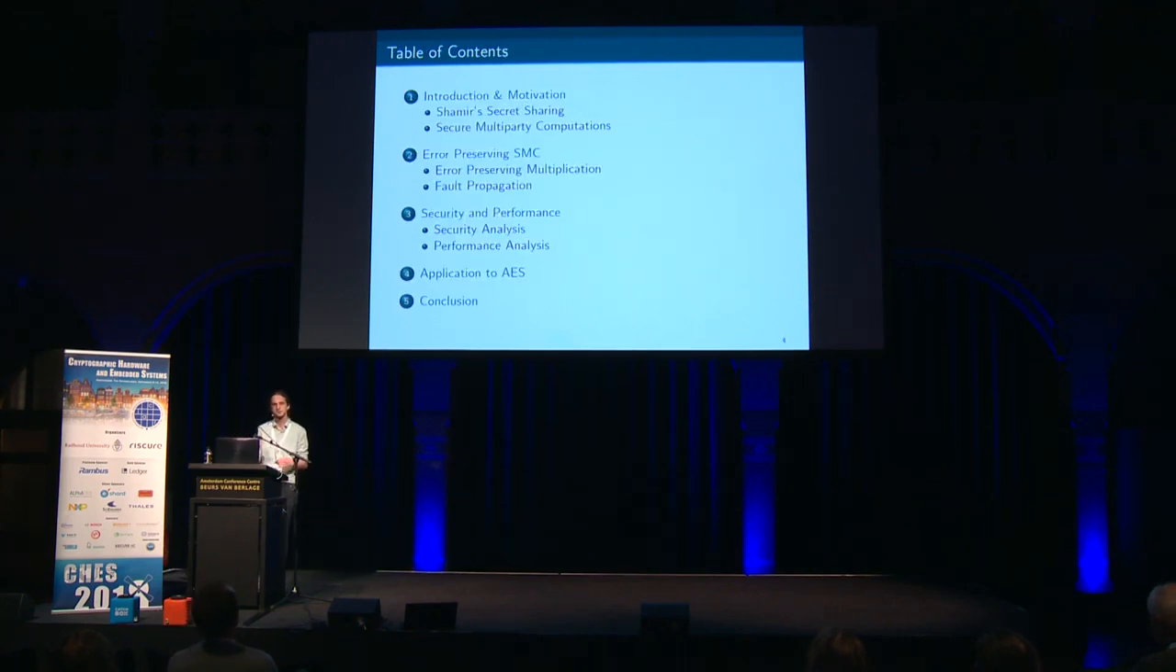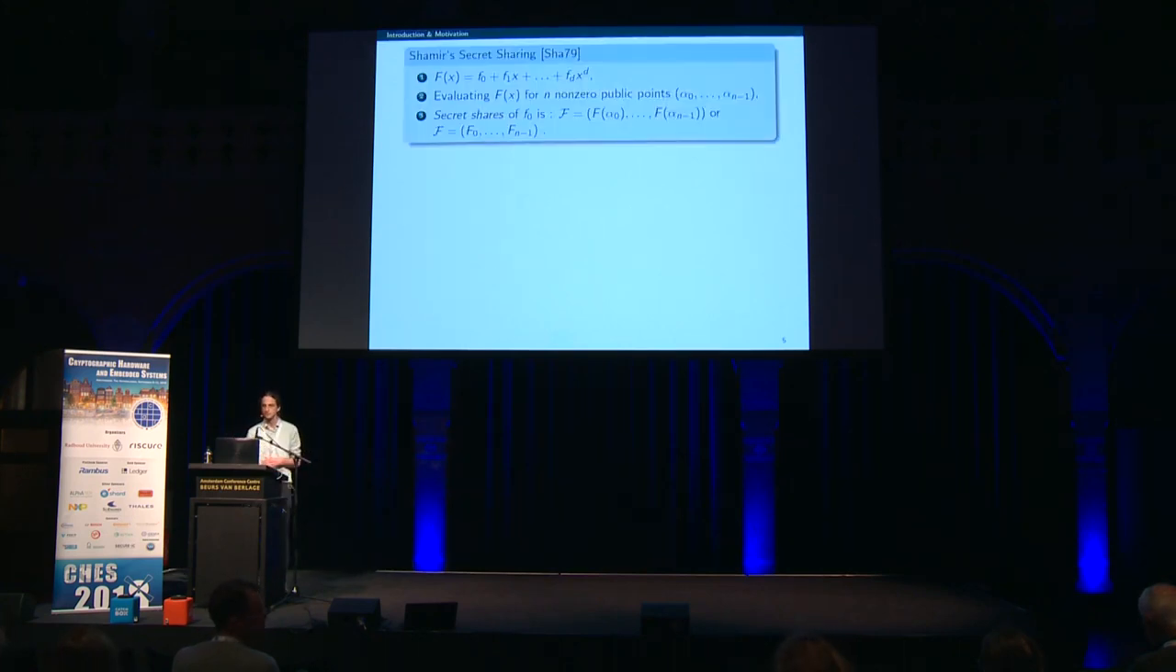So what we're going to do in this presentation is introduce polynomial masking based countermeasures. I will introduce our scheme, and why we need an error preserving multiplication. Of course, I will give you some security and performance analysis, and if we have time, we will do some application on AES.